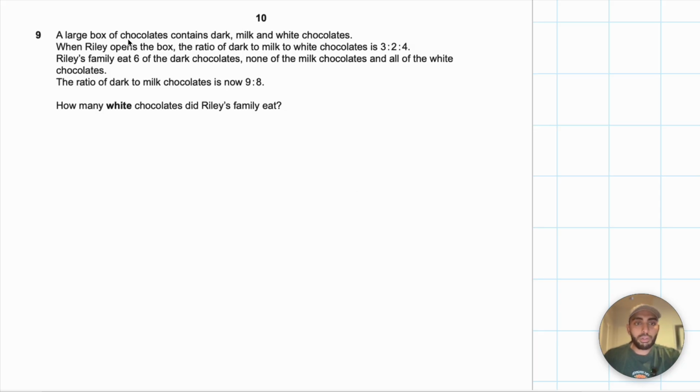Question 9. A large box of chocolates contains dark, milk and white chocolates. When Riley opens the box, the ratio of dark to milk to white is 3 to 2 to 4.